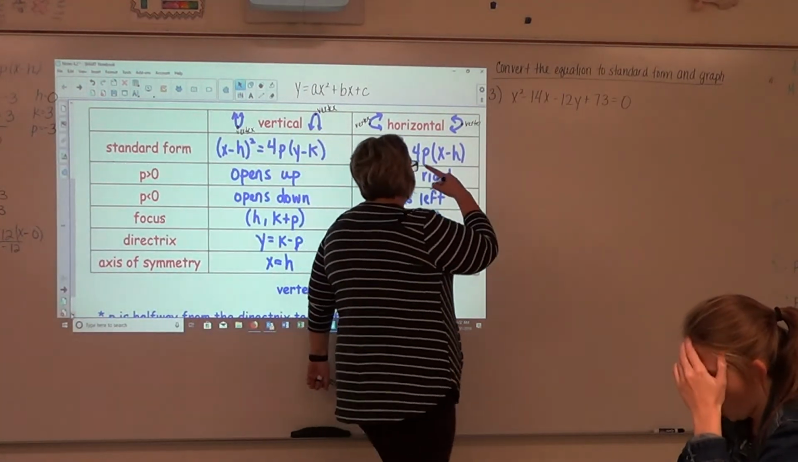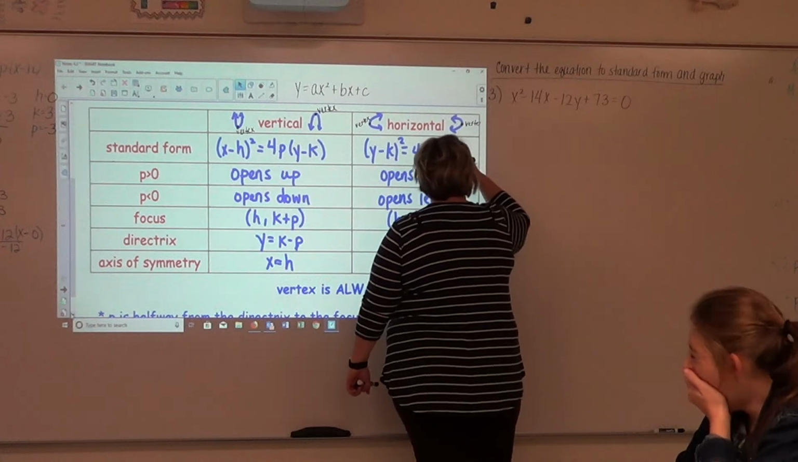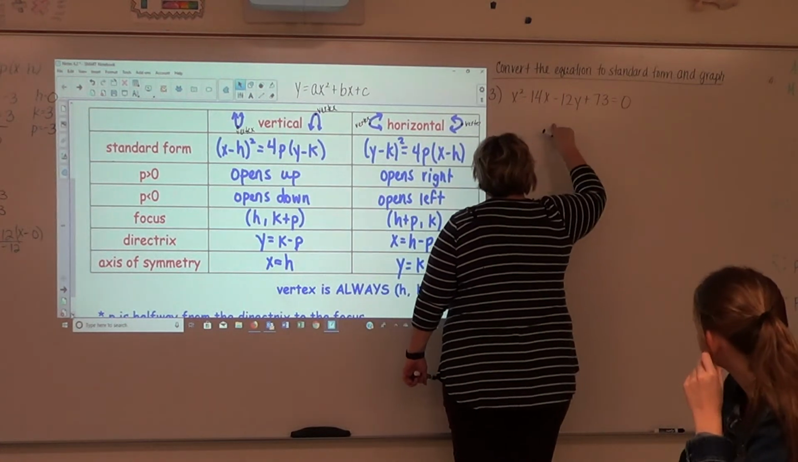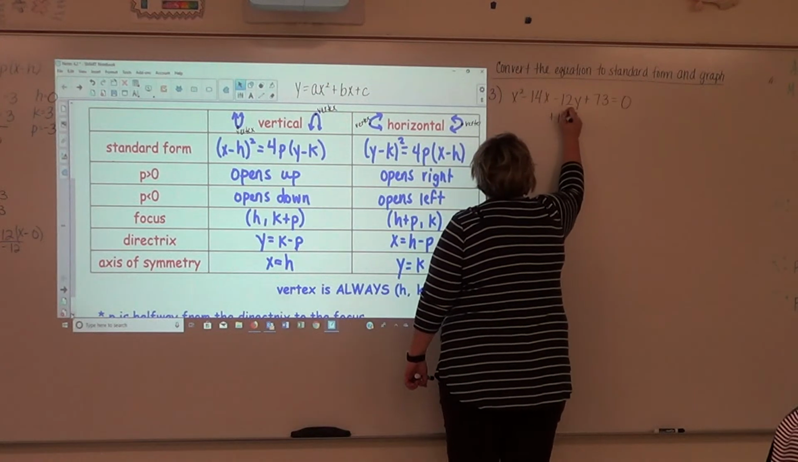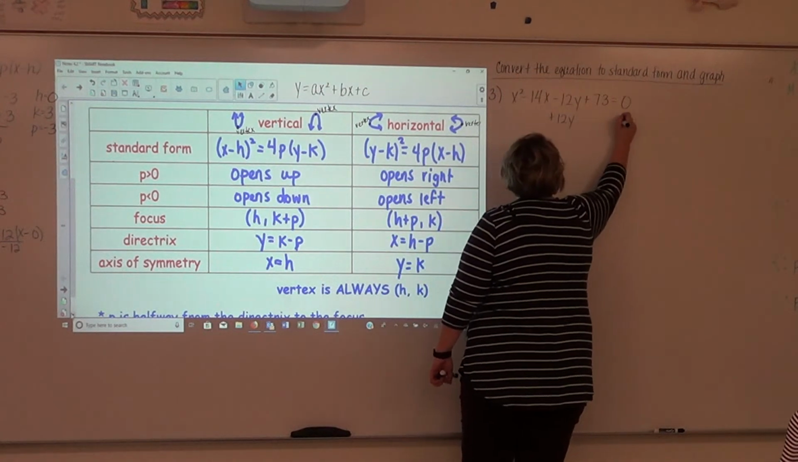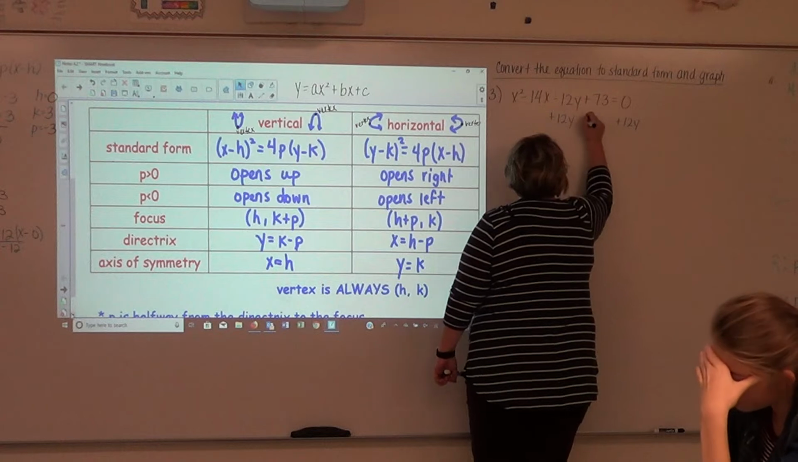So I'm going to leave x squared minus 14x over here, but I need to move these two over there. So how would I do that? Add 12y and subtract 73. Subtract 73. Good.